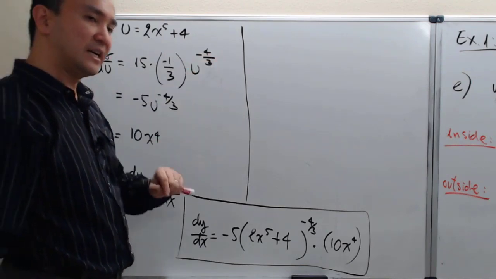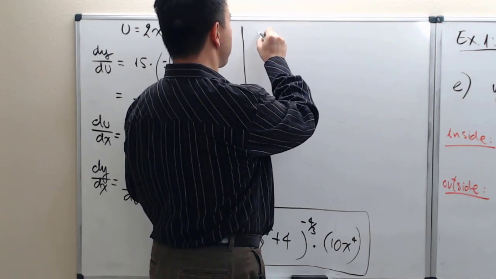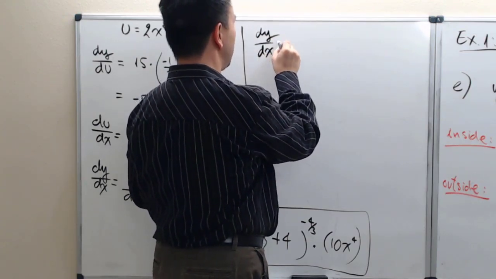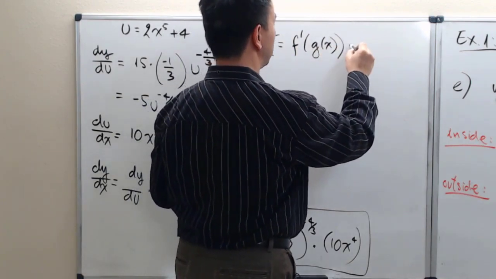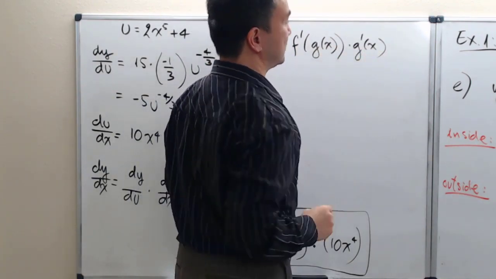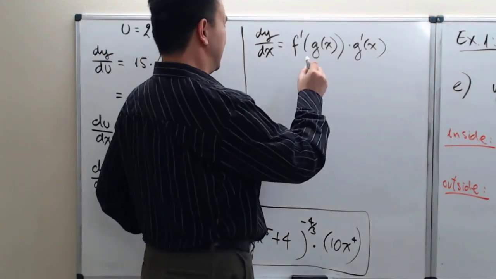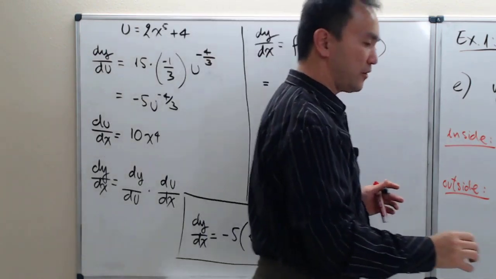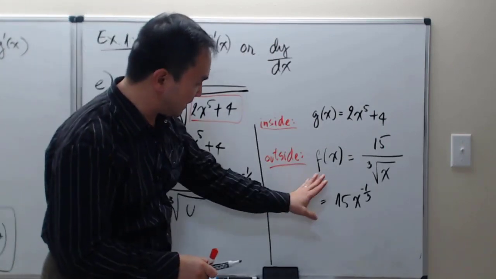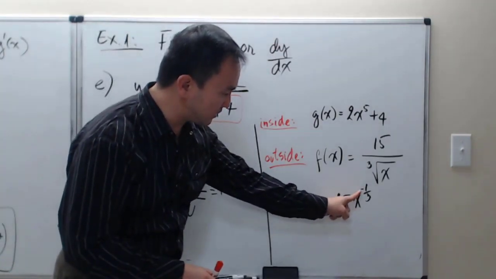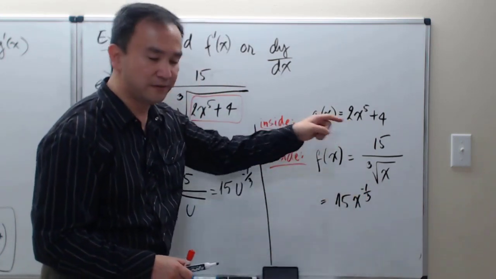Now for the other style of presenting the steps, allow me to start picking up pace here. dy dx is f prime of g of x multiplied with g prime. We have seen these two different styles about 5 times already. So again, recall for yourself that this is the outside function, 15x to the negative 1/3, and this is the inside function, g of x being 2x to the 5th plus 4.